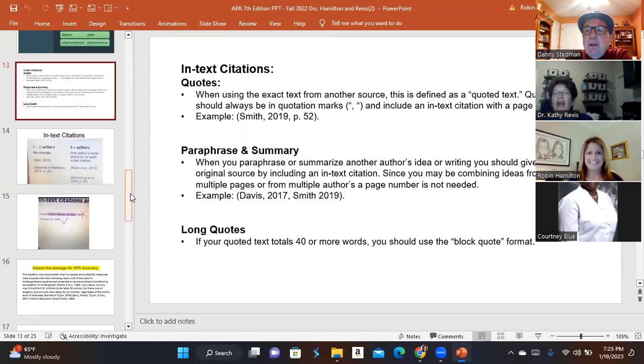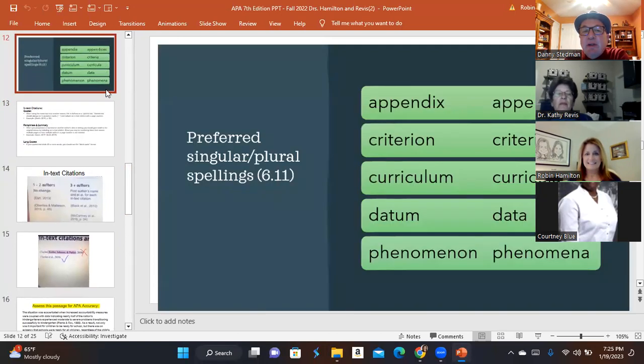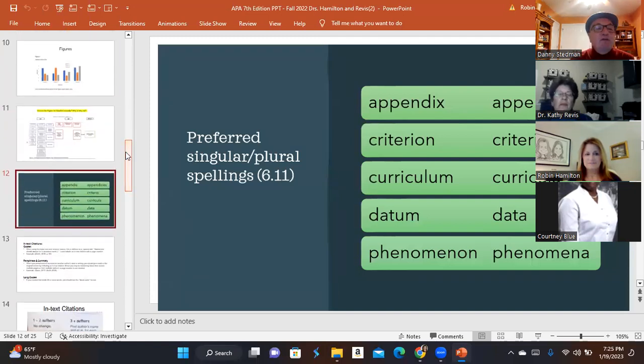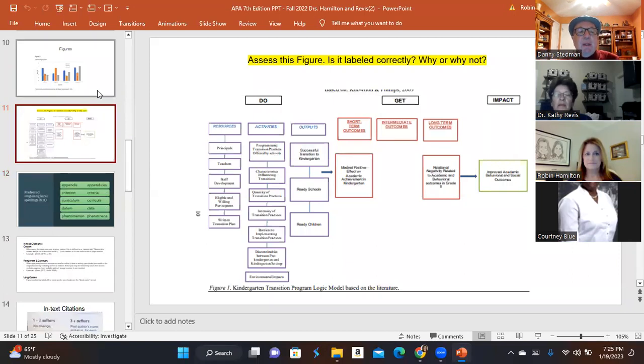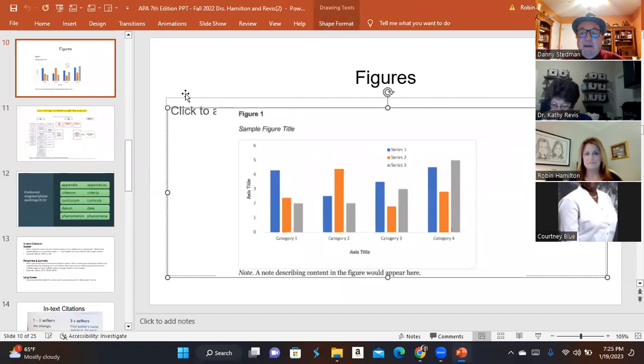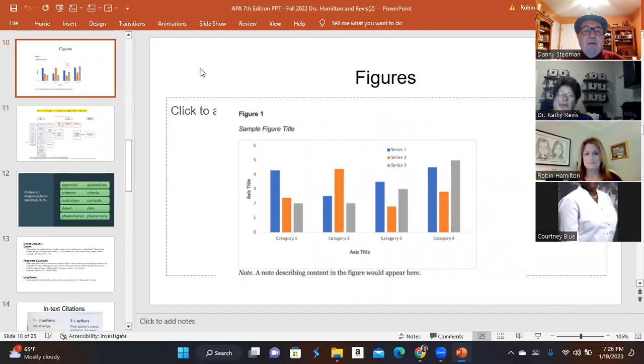All right, now we're to... Dr. Hamilton, before you go back there, can you go back to figures? I want to ask a question. Once they complete their work and they're doing their appendices and they're putting the figures that they have done in their appendices, can they put two figures on the same page in their appendices?